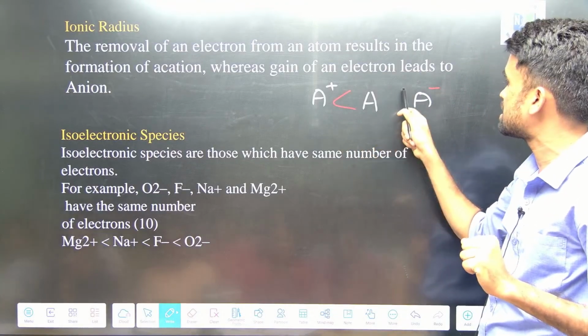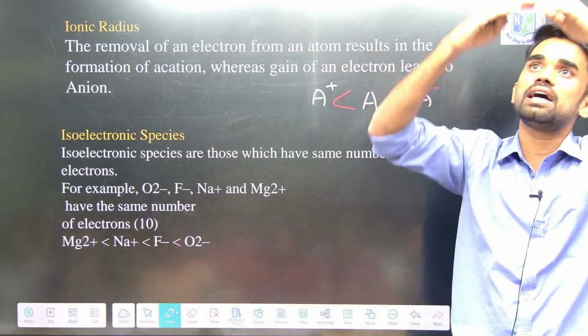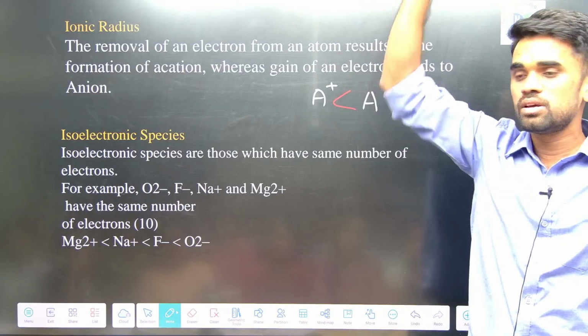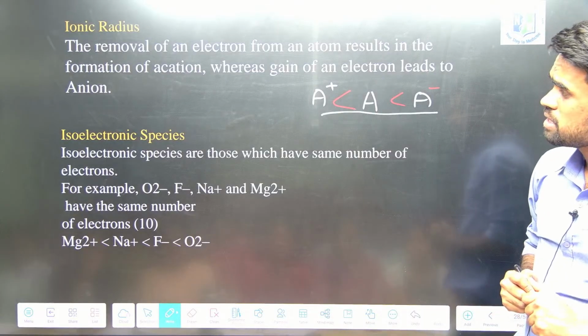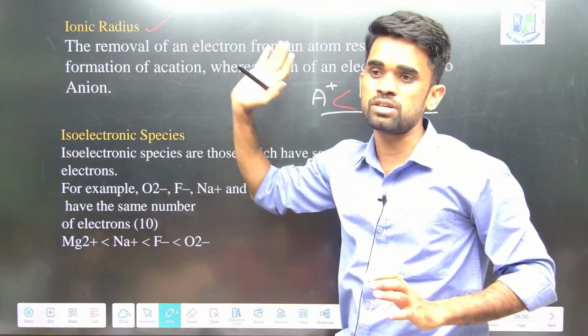Atom has size lesser than anion. Why? Anion means electrons are more now, so the electron cloud will be expanded. So anionic size will increase. That's why you just remember this. Now, whatever variation we have studied for atomic radius, ionic radius also follows the same trend.